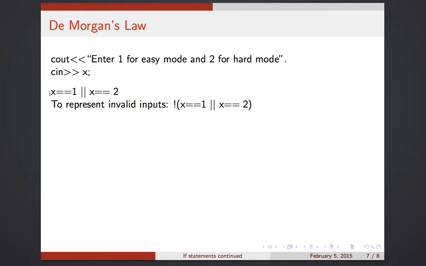So notice that this is a way of representing the valid inputs, the inputs you're expecting. You're expecting either a 1 or a 2 for x. Right, so either x is 1 or x is 2. Therefore, to represent the invalid inputs, you expect not that. So not x equals 1 or x equals 2. Those are the invalid inputs, right? Here are the valid ones. So the not valid ones are the not, right? Exclamation mark is not, are the not valid ones.